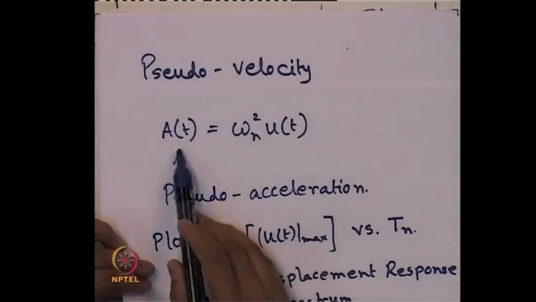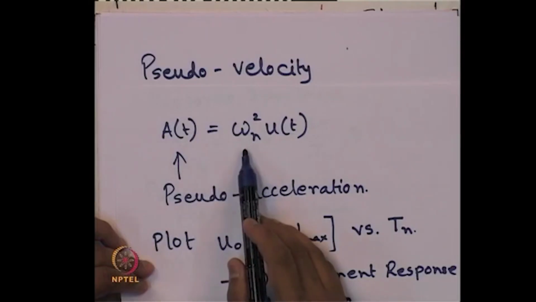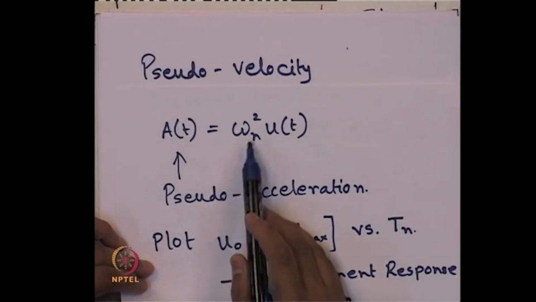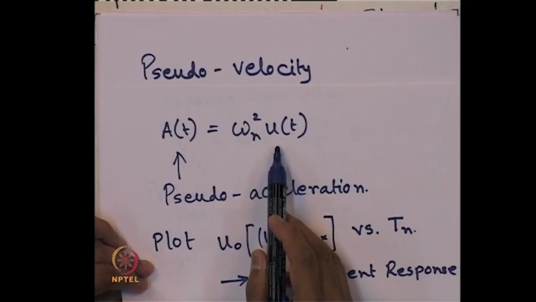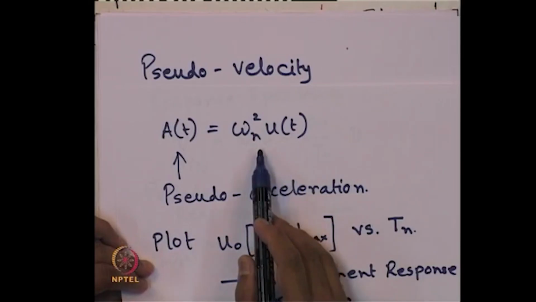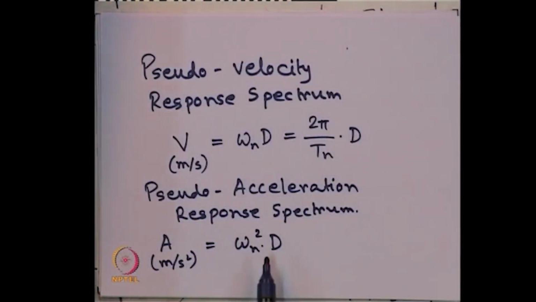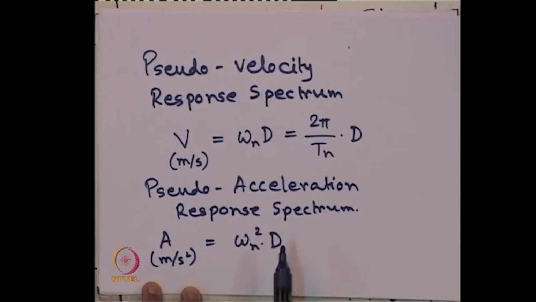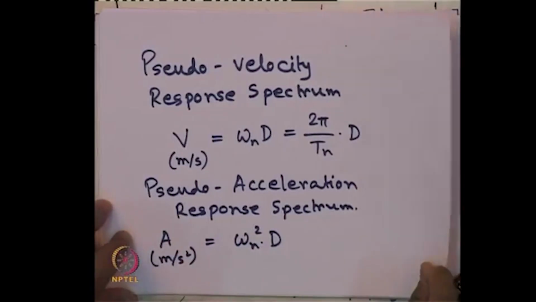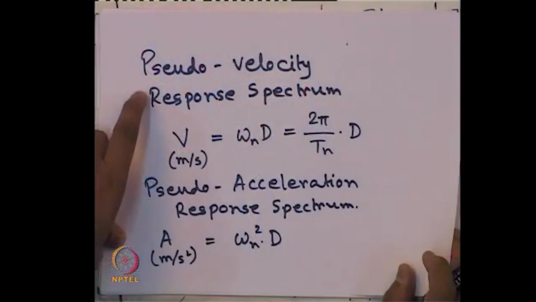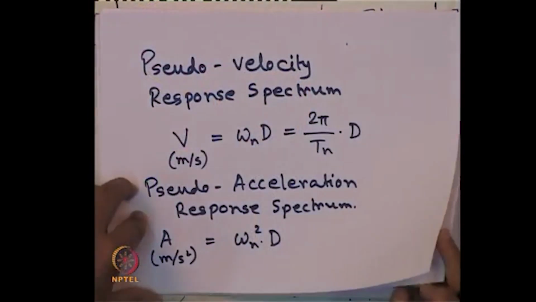this is known as pseudo acceleration, which is nothing but omega n square, natural frequency square, times your displacement profile with respect to time, omega n square times u of t, right. So, that will give you the pseudo acceleration response spectra. So, like that we can draw any response spectra, whether it is a pseudo acceleration response spectra, pseudo velocity response spectra, or pseudo displacement response spectra.